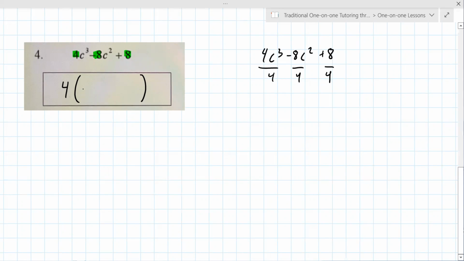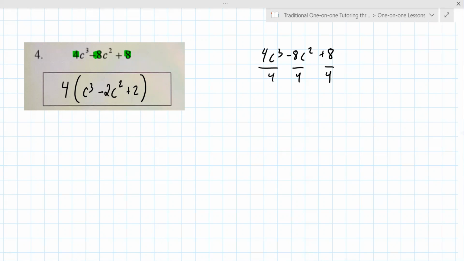So whenever you're ready, tell me what goes in parentheses, please. C cubed minus 2c cubed plus 2. Squared plus 2. Yes. Yeah. Yep. Good.